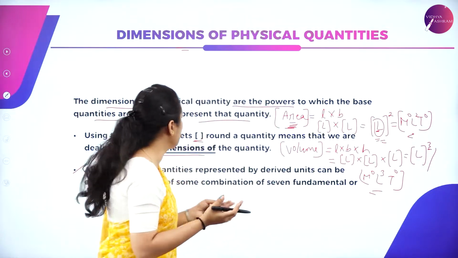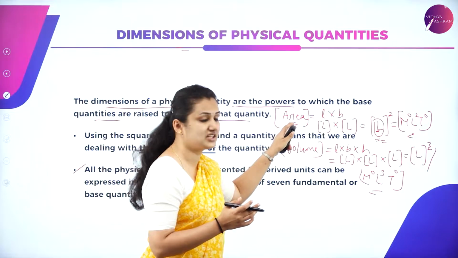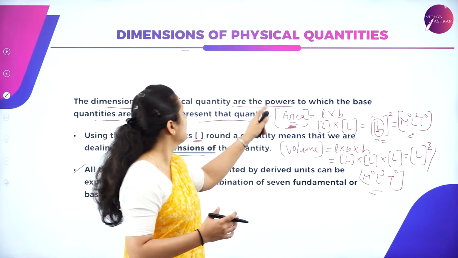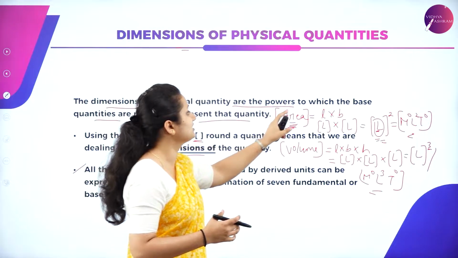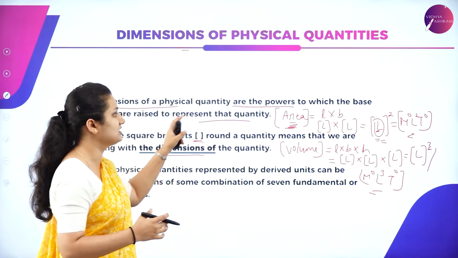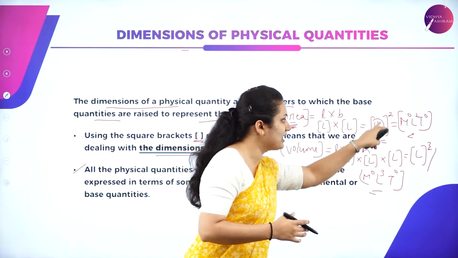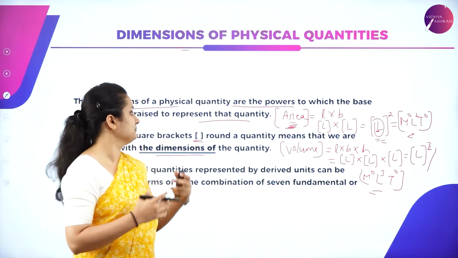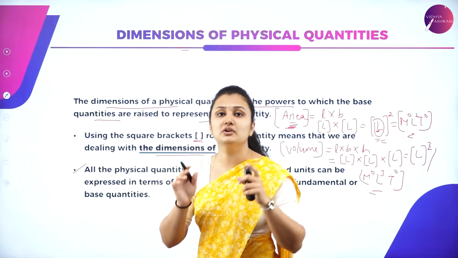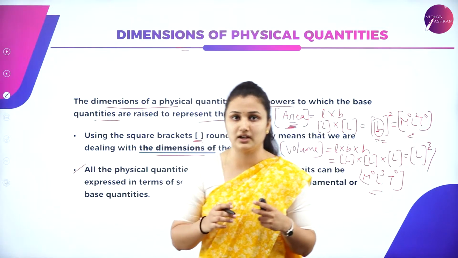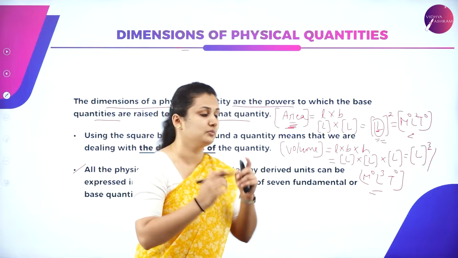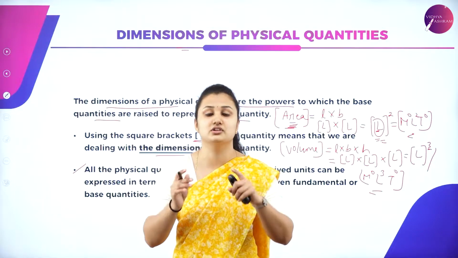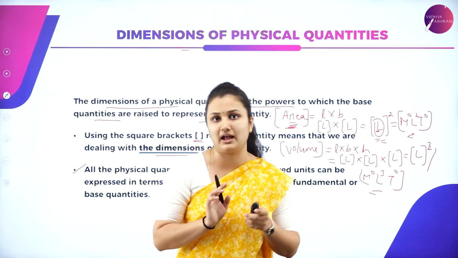Dimensional analysis of a physical quantity, I have taken the example of area. The dimensions of a physical quantity are the powers to which the base quantities are raised to represent this physical quantity. We use a square bracket whenever we talk about the dimension of a physical quantity. If we want to calculate the dimension of volume, it is represented inside a square bracket. If you want to calculate the dimension of acceleration, it is also represented inside a square bracket.